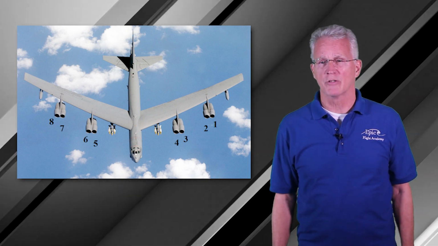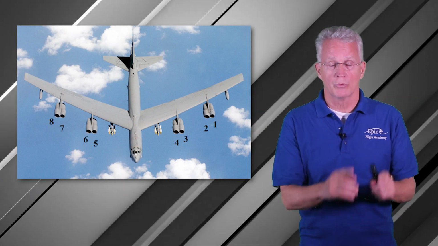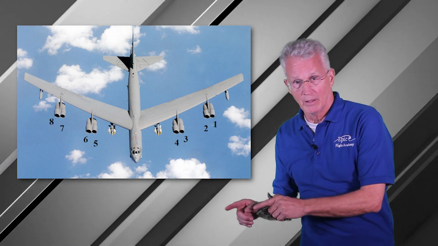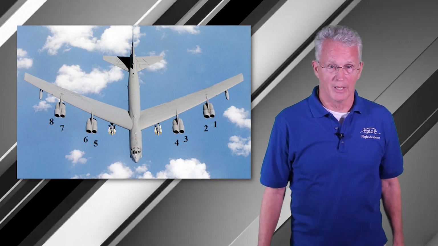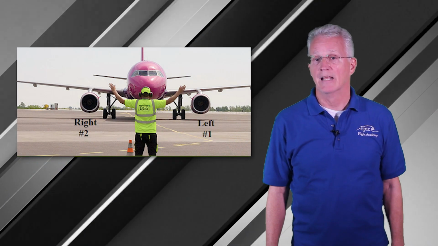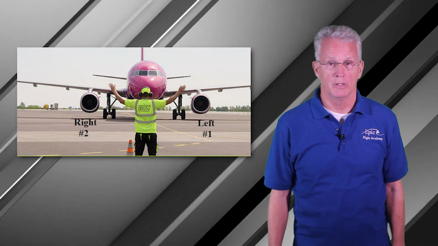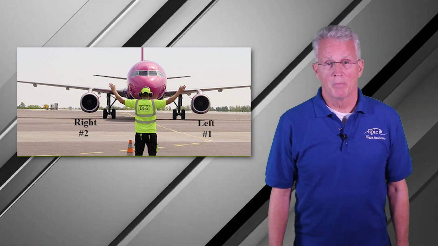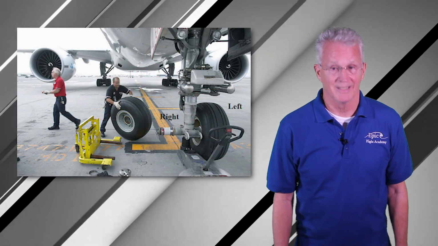If an aircraft has more than one engine, they are numbered 1, 2, 3, and so on from the left side to the right side. If the aircraft has only 2 engines, again, the number 1 engine will be left, the number 2 engine will be right. Most modern aircraft have a nose landing gear and 2 main landing gear.